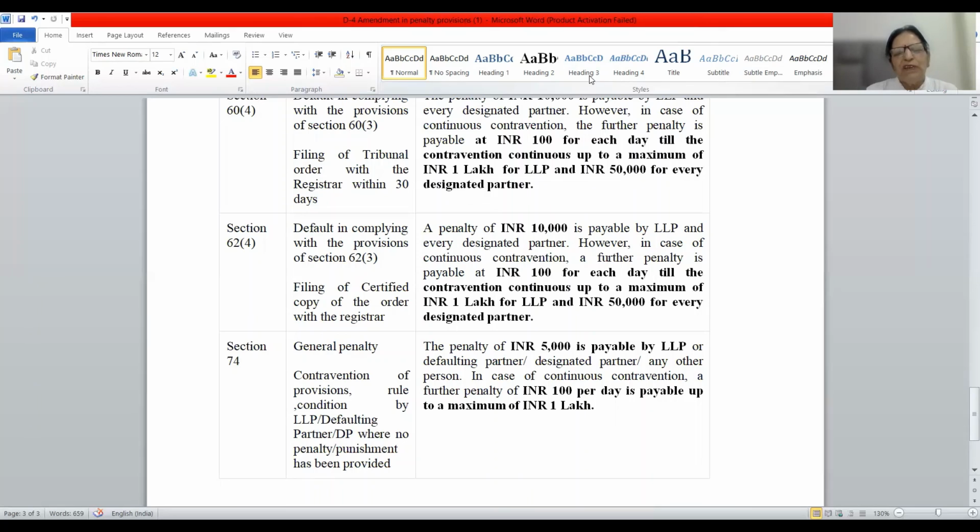So friends, in most of the cases we have observed that in case of continuous contravention, the penalty is 100 rupees per day. Or in one of the cases, it was 500 for LLP also. And the maximum here has been laid down rupees 1 lakh. So this is all about the various amendments in penalty which took place under the Limited Liability Partnership Amendment Act 2021.